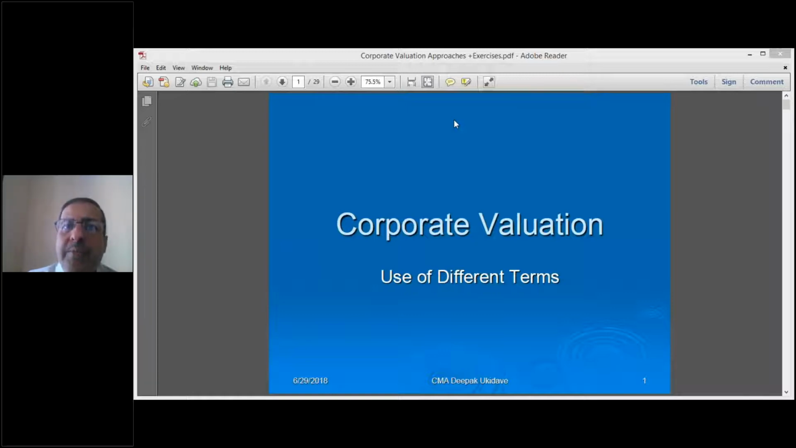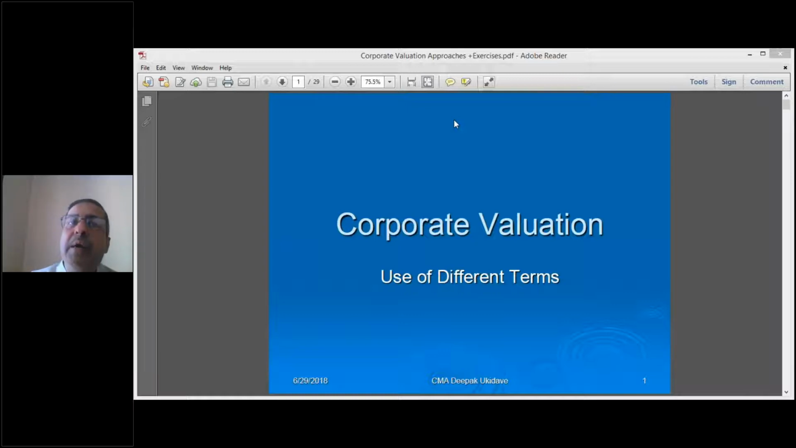Each word I am emphasizing, and you have to understand. If the question is to calculate the value of share, intrinsic value of share or value of business, using the dividend discounting model or constant dividend growth model, it is one and the same. That is the third method. So FCFE, FCFF, constant dividend growth model.